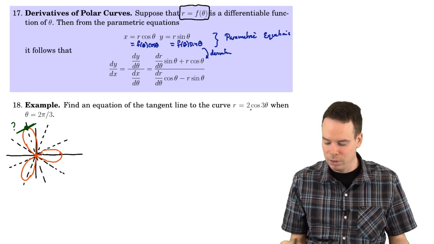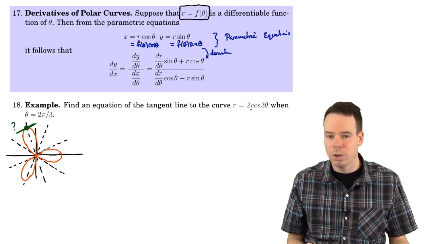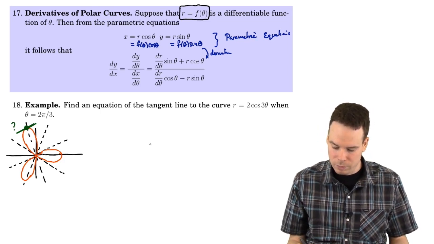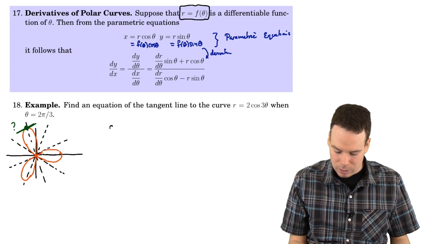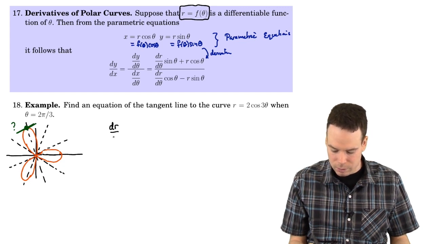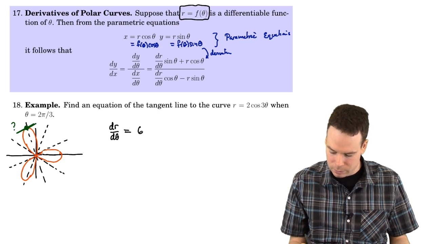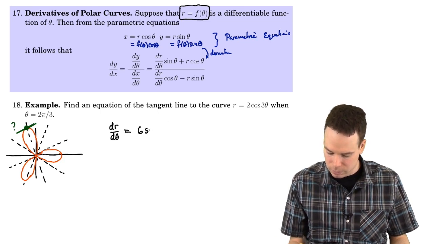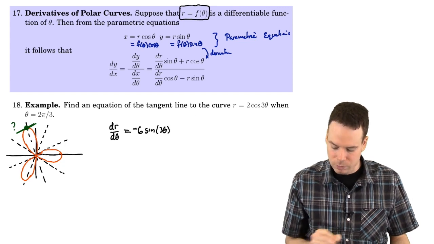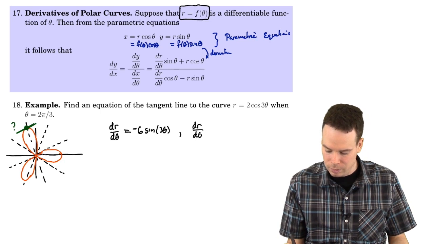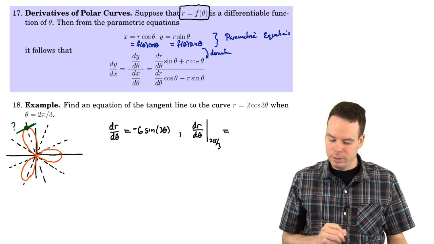Find the equation of the tangent line to the curve r equals 2 cos 3 theta. So r equals 2 cos 3 theta. What I'm going to need to know is dr d theta, and that is, the derivative of cos is negative, so negative 6 sine 3 theta. I really need to know it at the particular point, theta equals 2 pi by 3. So what is that equal to?